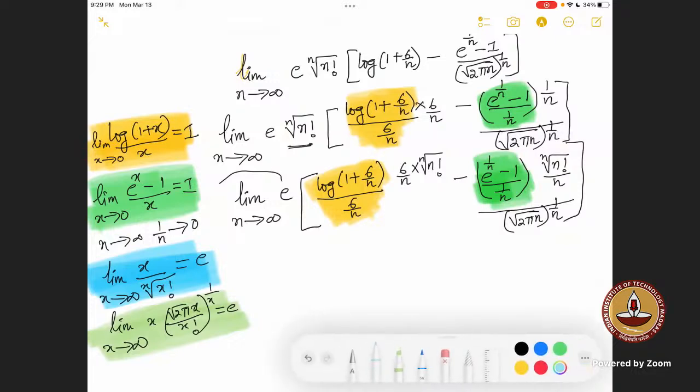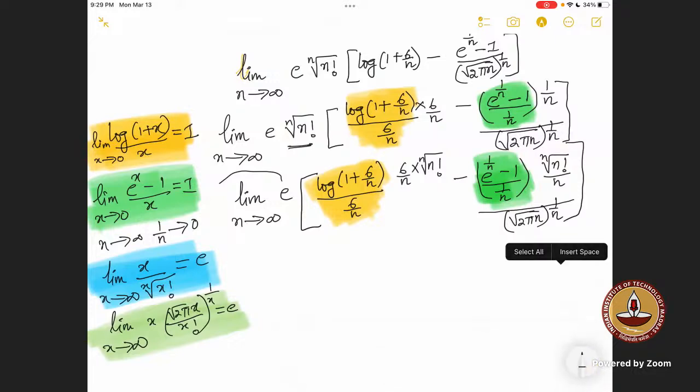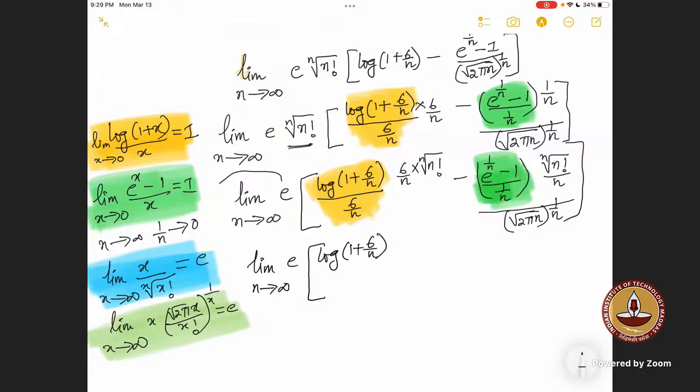Now you people tell me what changes we have to make in order to use these formulas. The yellow part I won't make any change, right? I will keep it as it is, 1 plus 6 by n by 6 by n. Sir, this yellow part can't be converted into 1? We will convert it; we will apply the entire limit value in the end. Let me first do this.